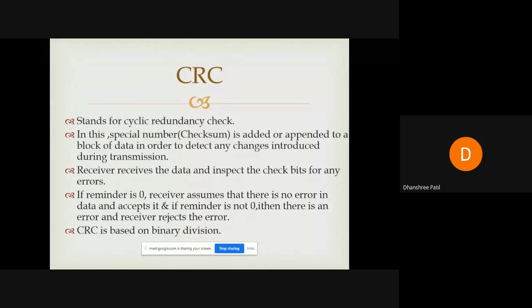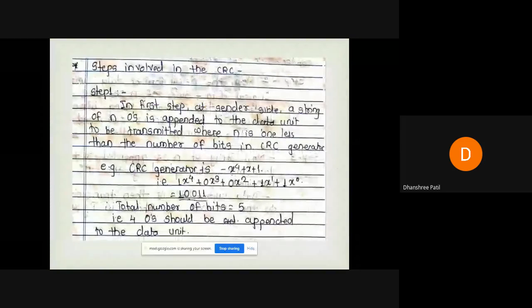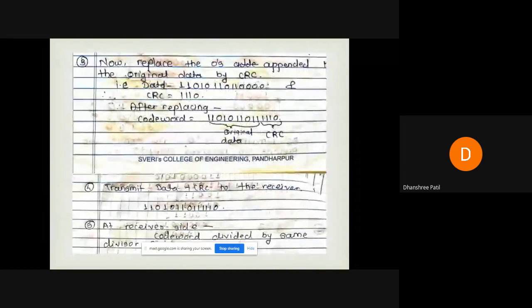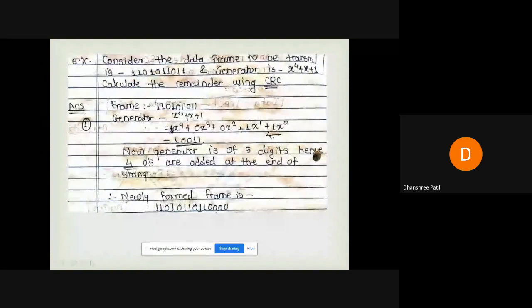Okay, so these check bits are added at the sender as well as the receiver side. Only difference is what? At the sender side we are adding zeros, and at the receiver side we are adding the CRC. Okay, so I'll directly move to one example because we have already seen all this part. I'll explain this example quickly. Just see here. So this is the data given: 1101011011.